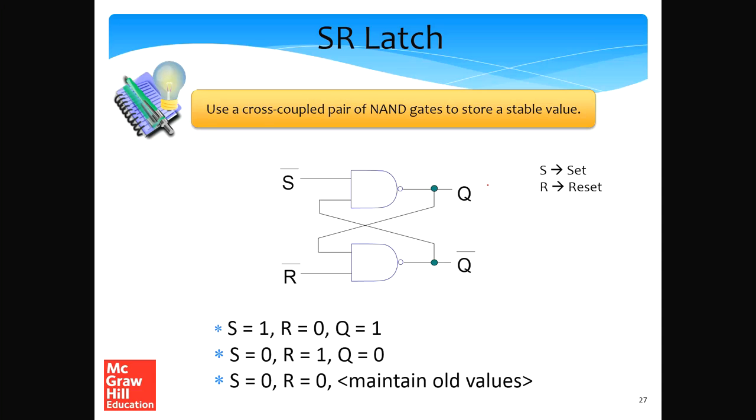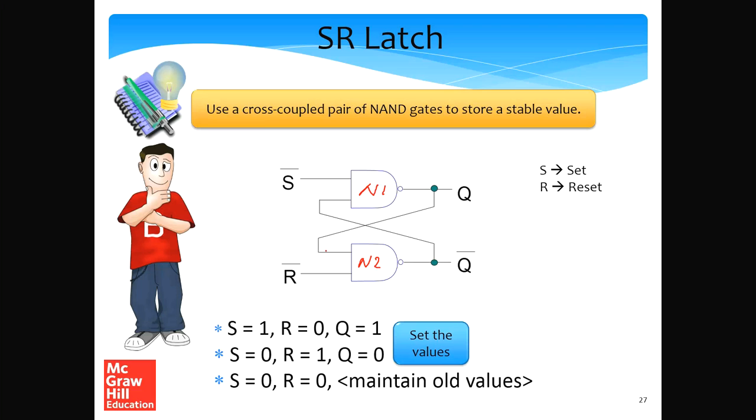As simple as that. And why do we say it is cross coupled? The reason being that the output of the first NAND gate is an input to the second NAND gate. Let's call the first N1 and the second N2. The output of N1 is an input to N2 and the output of N2 is an input to N1. That's the reason we call it a cross-coupled NAND gate. So let's see how it works.